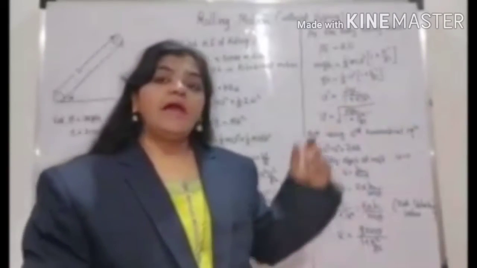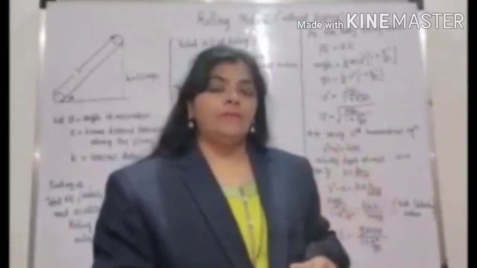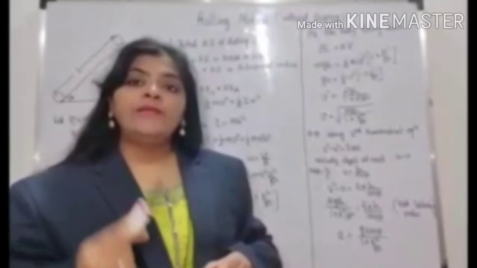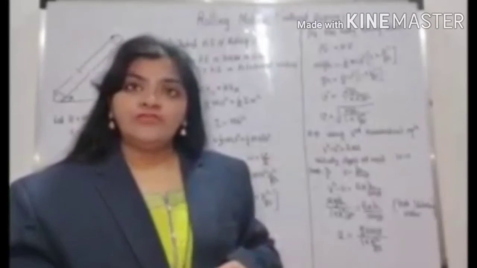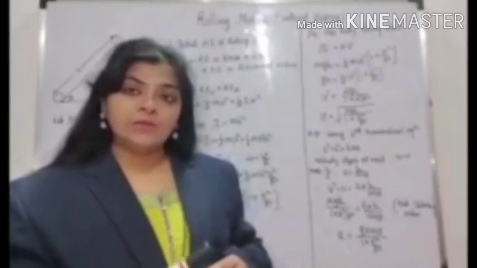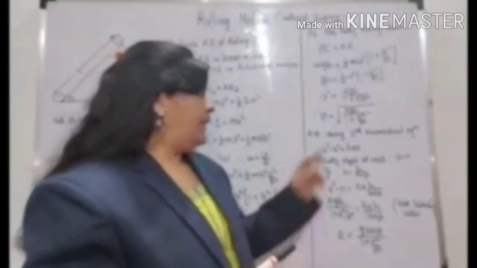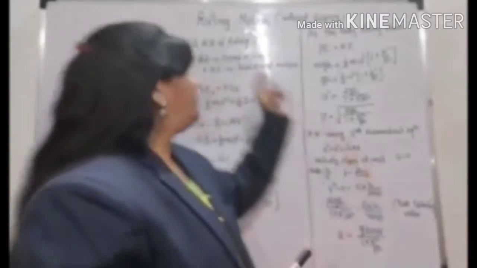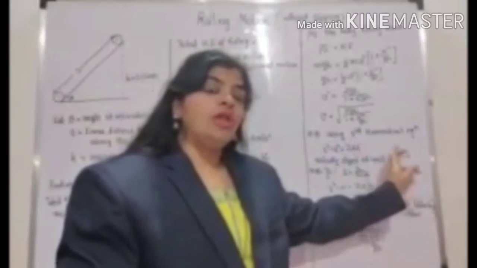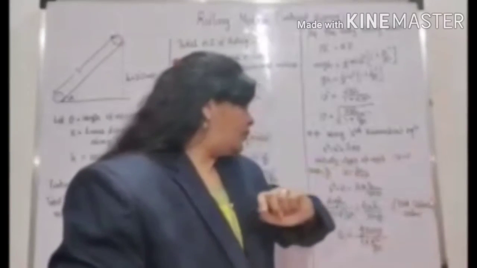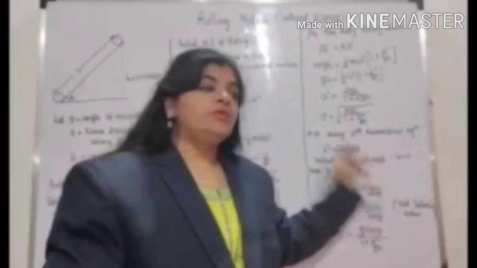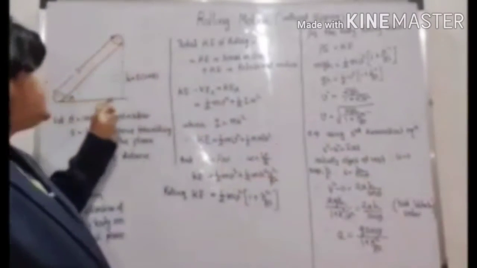Now we are finding the acceleration of the rolling body. To find it, we use the third kinematical equation, which is v square minus u square is equal to 2 a s. Initially the object is at rest when it starts rolling, therefore u is equal to 0. Next we have to find the value of s, which we calculate from this diagram.